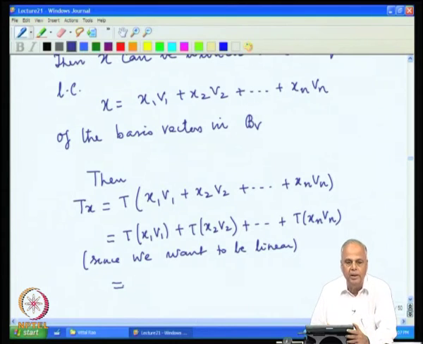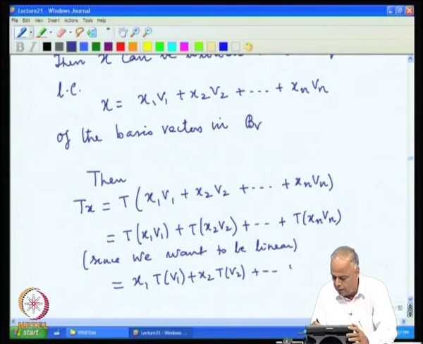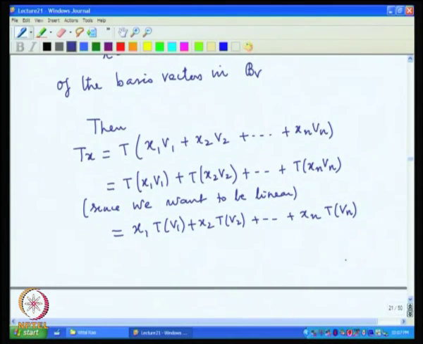Again using the same linearity, T of a scalar multiple of a vector is the scalar multiple of the T of the vector. So, we can write it as x 1 T V 1 plus x 2 T V 2 plus x n T V n. And we have already said what T V 1, T V 2, T V n are. We said T V 1 we are going to map to W 1, T V 2 we map to W 2, T V n we are going to map to W n.